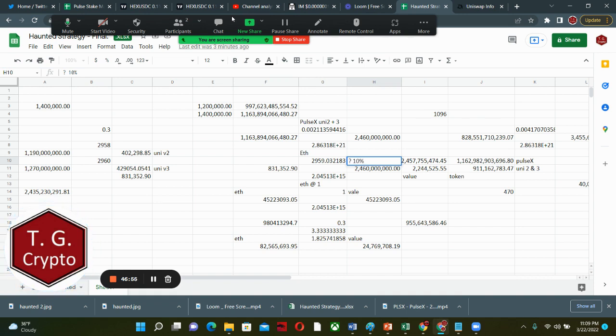And I think the Haunted strategy is half of your loan into Pulse and half of it into the stability pool. Yeah, so you can do something like that.